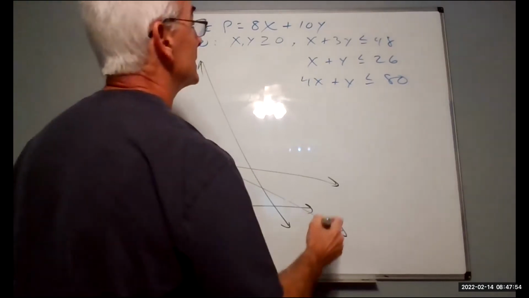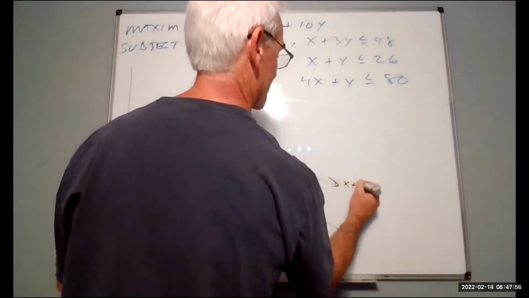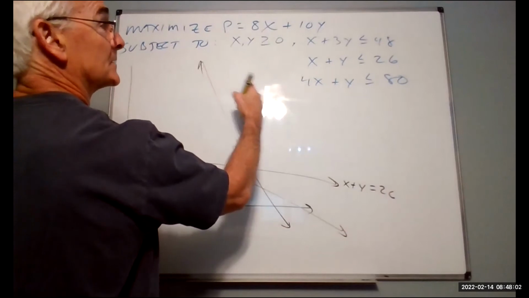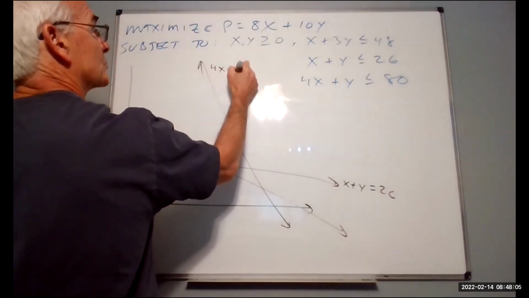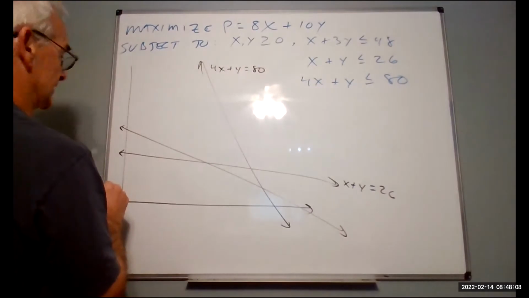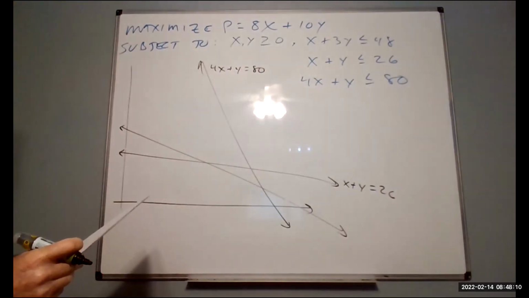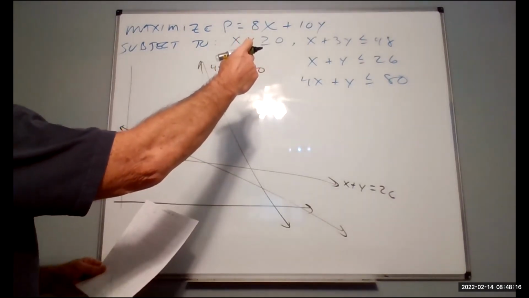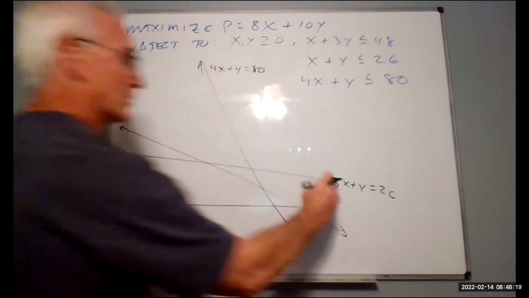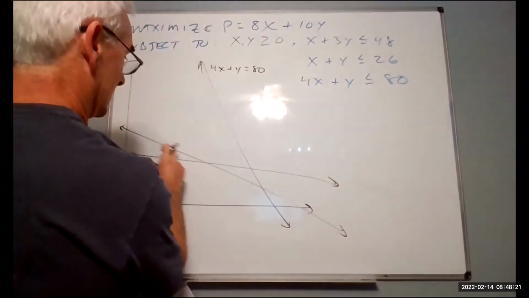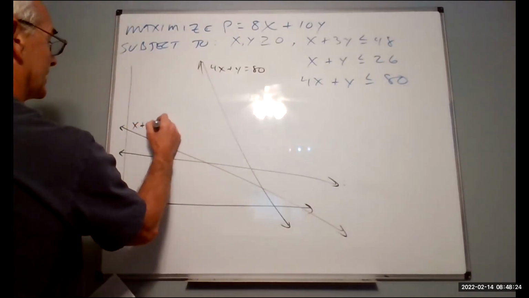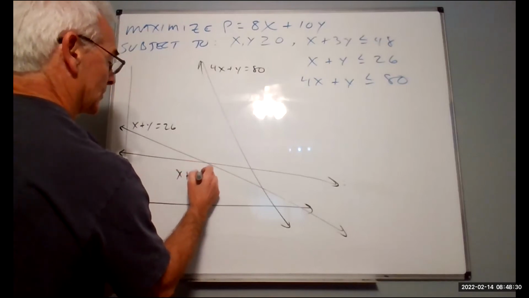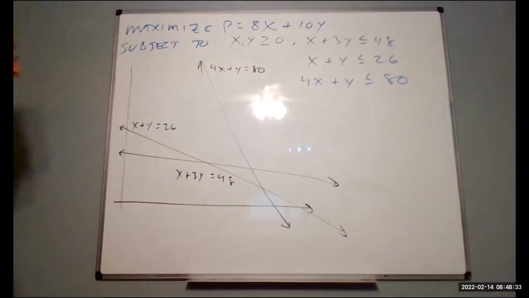So let's say this is the line x plus y equals 26. Let's say this is the line that has the steepest slope, 4x plus y equals 80. And let's say, what's the other one? Oh, there it is. Oh, I'm sorry, wrong one. That would be this line. Sorry, this is x plus y equals 26. This one here would be x plus 3y equals 40. There we go, it has the smallest slope.